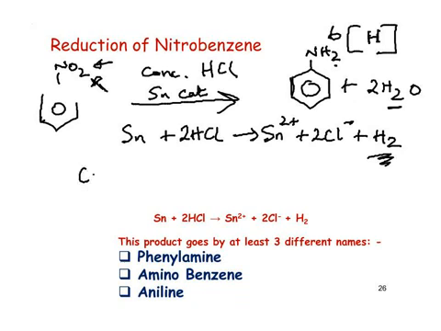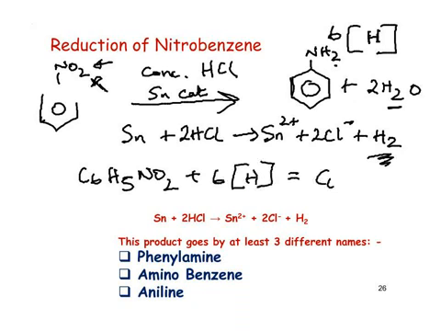So you could write that as C6H5NO2, that's your nitrobenzene, plus 6 [H], and that produces C6H5NH2 plus 2 H2O. And it goes by several names. It's known as aminobenzene, it's known as phenylamine, and its old name is aniline.